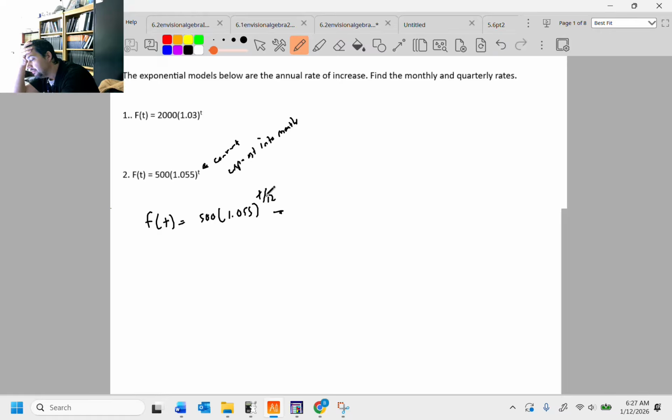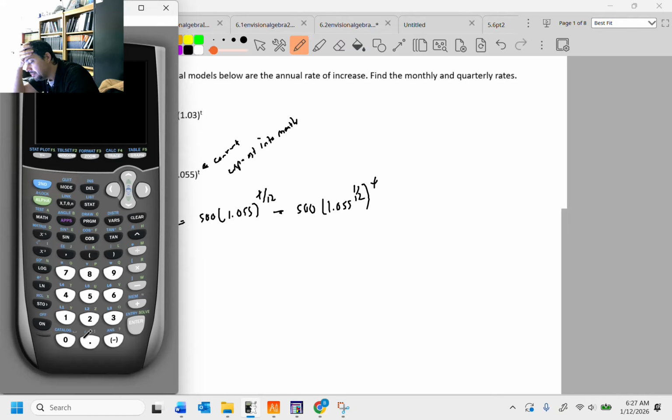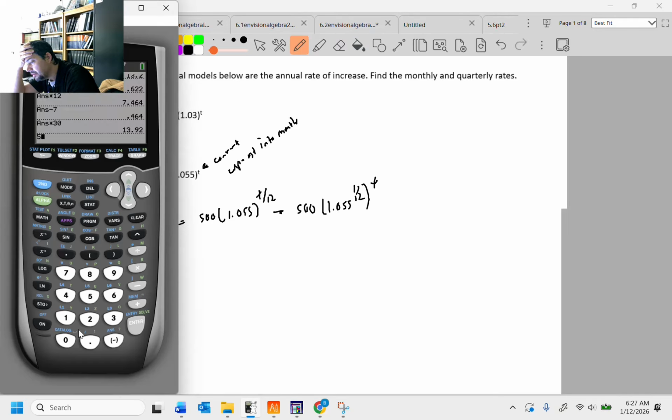The next move, and we know we're allowed to do this because we have a property, x to the a to the b is x to the ab. If you think about that property backwards, you can move parts of an exponent inside. So the next thing we're going to do is move that 1/12 to the inside. And we just have an exponent of t. There's some shortcuts to it, but they require memorization. So let's see what this is.